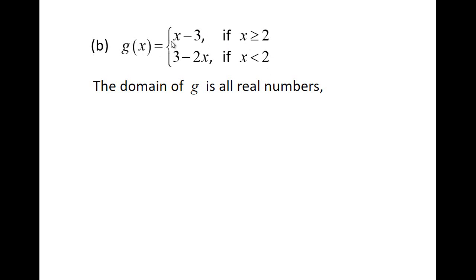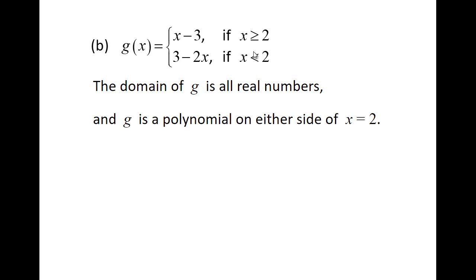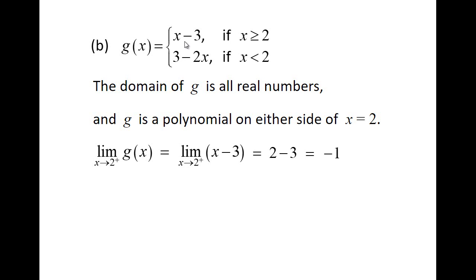But right at 2, since the formula changes, we need to figure out whether it's continuous or not at 2. To do that, we want to look at the limit at 2. The limit at 2 from the right is, if we are going to 2 from the right, that means x is bigger than 2. In that case, the formula for the function g is x minus 3, and as a result, we get the limit to be -1.